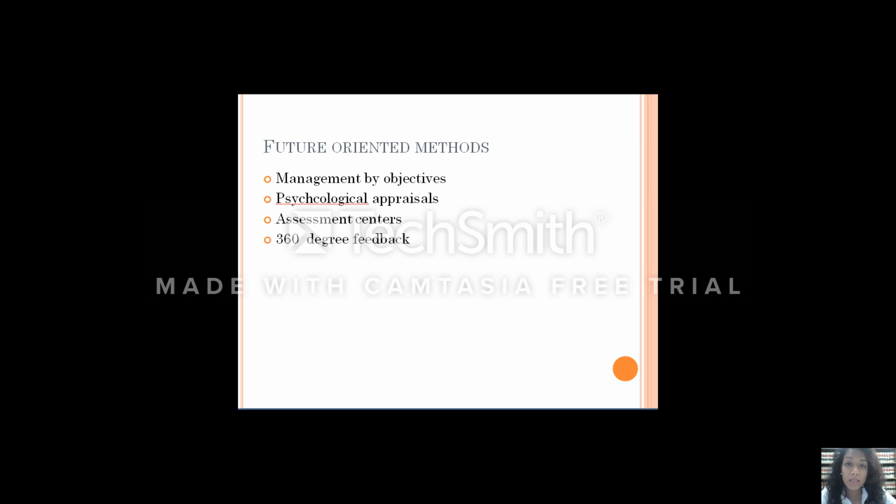The second method in the modern approach is psychological appraisals. These appraisals are more directed to assess employees' potential for future performance rather than the past one. It is done in the form of in-depth interviews, psychological tests, and discussion with supervisors.